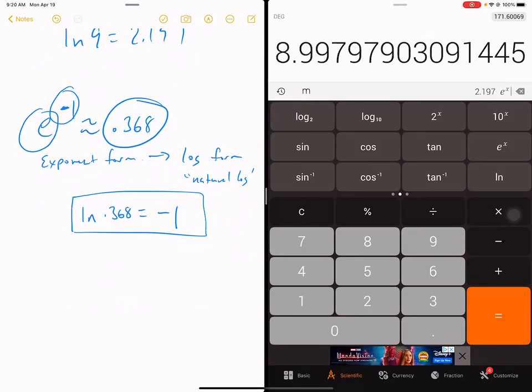This looks a little bit weird because of the e disappearing. But remember, the e is there. I just am using natural log instead. Same exact thing.